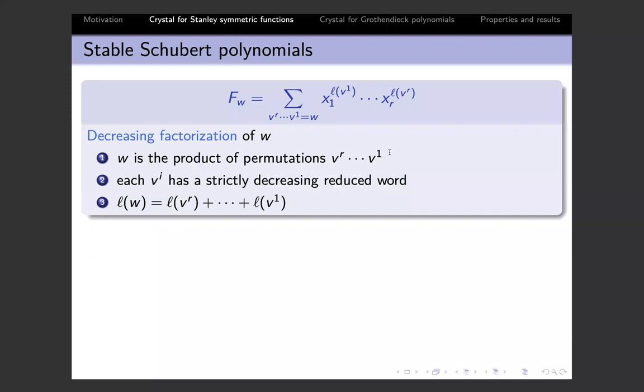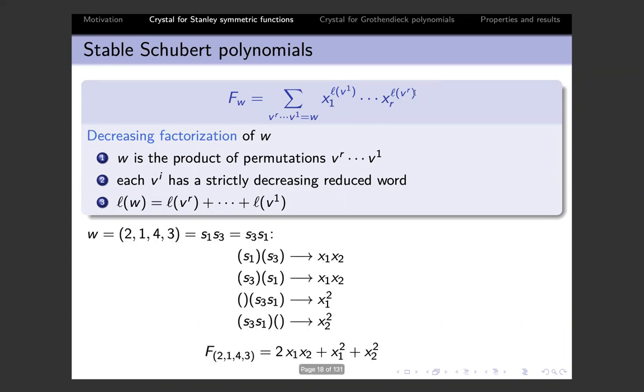I will give examples in a moment. And then I also require that this is a length preserving factorization. So if I add up the length of each of the factors, that should be indeed the length of my w. So the length is just equal to the number of generators I need when I write it as a reduced word. And then my Stanley symmetric function is the sum over all such decreasing factorizations. And then I take x_i to the length of the ith factor. Okay, so that's the definition of the Stanley symmetric function.